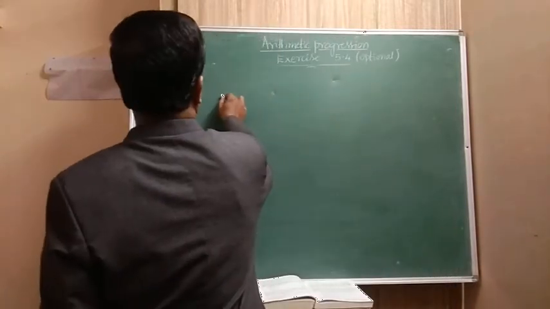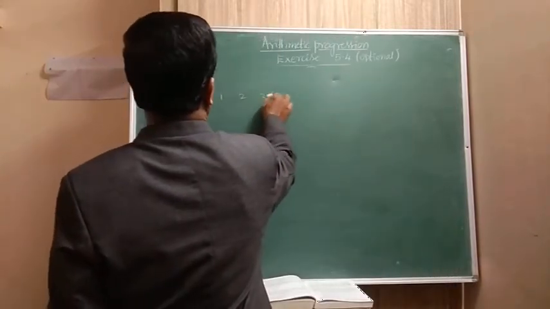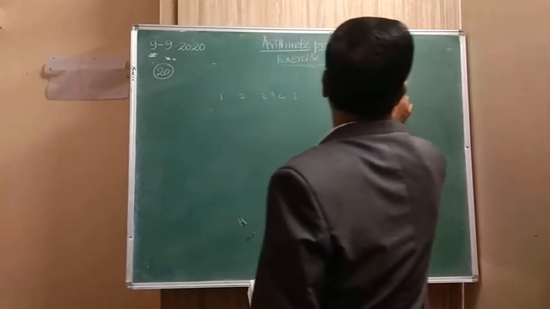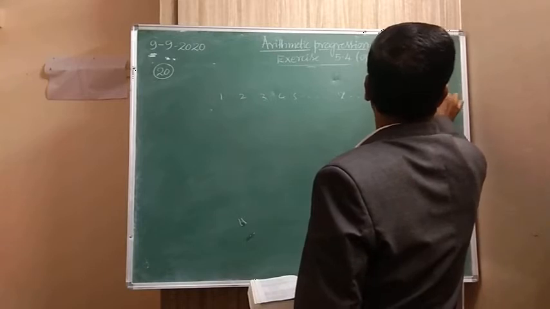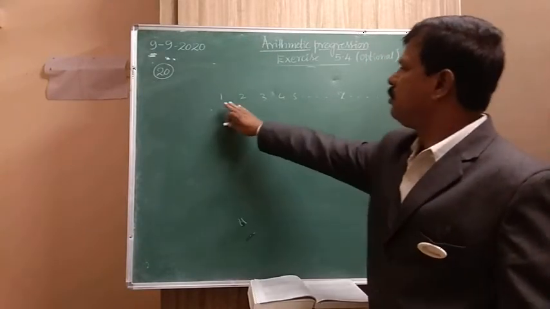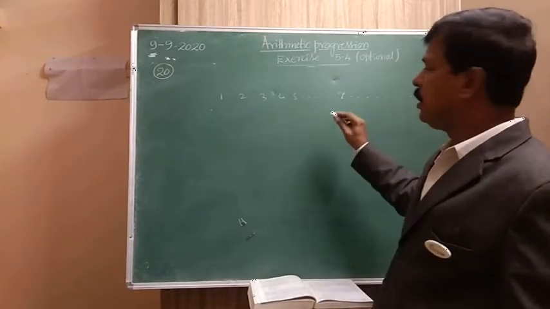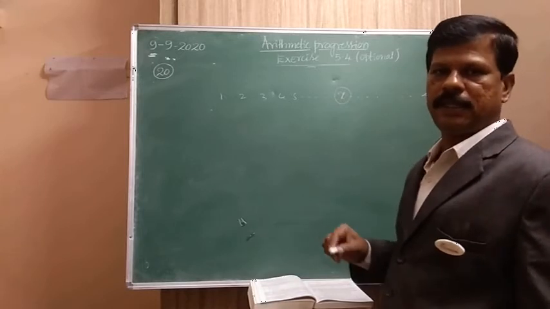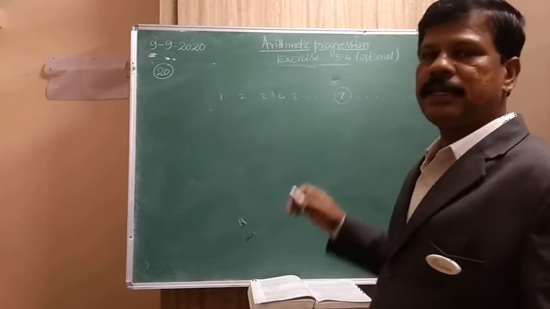There is a house 1, 2, 3, 4, 5, etc. Here is an x, and here is 49. These are the houses numbered from 1 to 49. There is a house numbered as x.